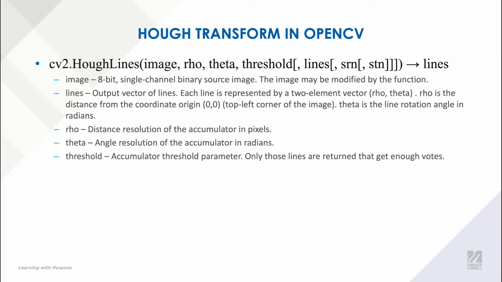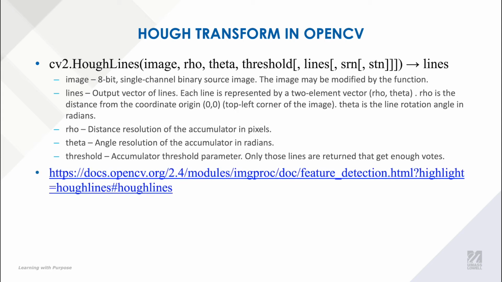Your big knob to tune here, though, is the threshold. This is how many pixels have to be on to count this as a line. So how many pixels vote towards this line? If it's below that, it doesn't return it in lines. If it's above that, it returns it in lines. So this is the big thing you want to play with to get a good answer from HoughLines. And of course, you can look at the documentation on the OpenCV website to learn more about this.